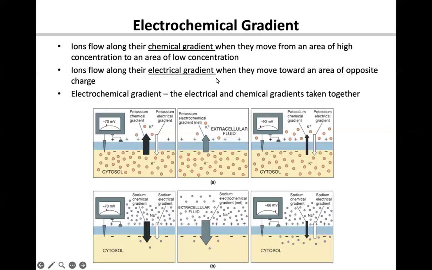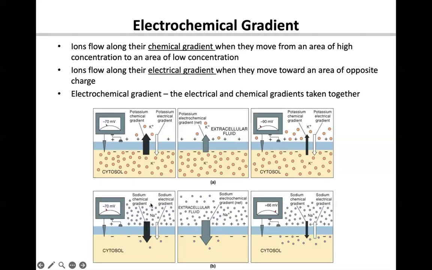So the point where the potassium chemical gradient and potassium electrical gradient become equal, this is known as the equilibrium potential. Okay, when the chemical gradient is equal to the electrical gradient, it is known as the equilibrium potential. Again, similarly, in case of sodium, we have the chemical gradient, which is that sodium is higher outside than inside.